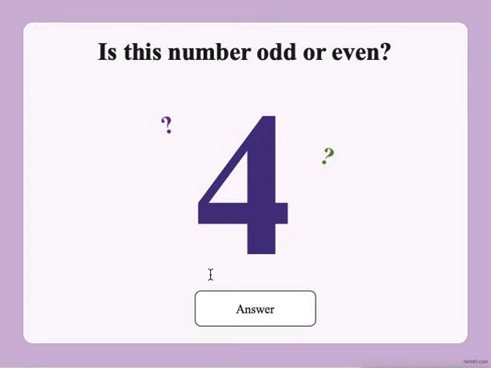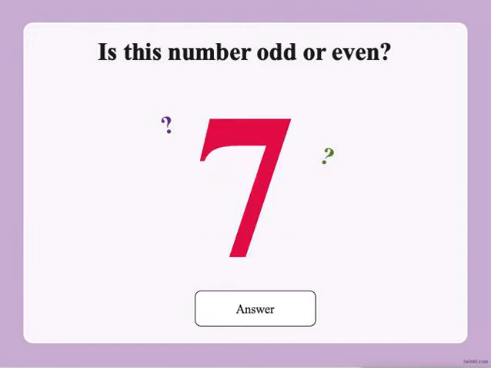So looking at our first number here, the number 4. 4 can be divided by 2 evenly to 2. 4 divided by 2 is 2, so 4 is an even number. Okay, let's look at the next one. Is this number odd or even? Number 7. As we said before, 7 divided by 2 would be 3.5. So 7 does not divide by 2 evenly. It doesn't make a whole number. So 7 would be considered an odd number, boys.